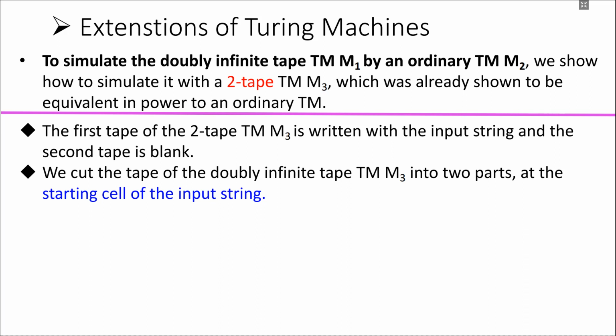For the other direction, to simulate the doubly infinite tape Turing machine M1 by an ordinary Turing machine M2, we show how to simulate it with a two-tape Turing machine M3, which was already shown to be equivalent in power to an ordinary Turing machine in class. The first tape of the two-tape Turing machine M3 is written with the input string, and the second tape is filled with blank symbols. We cut the tape of the doubly infinite tape Turing machine M1 into two parts, at the starting cell of the input string.